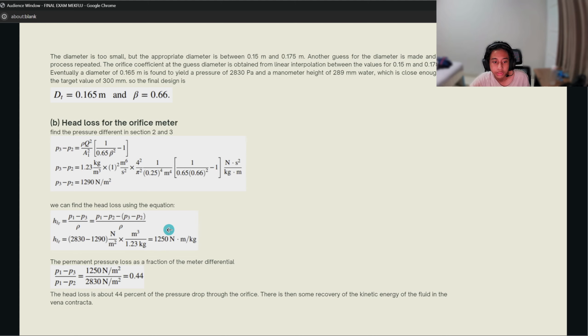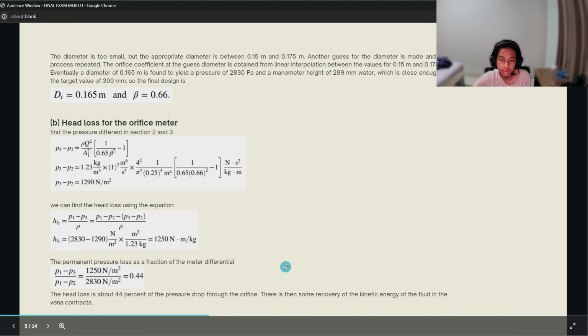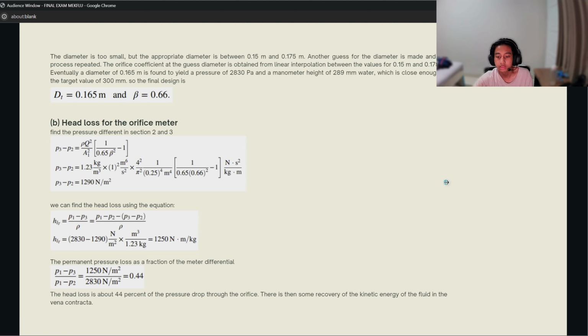Based on the pressure difference between points 1, 2, and 3, we now can search for the permanent pressure loss as a fraction of the meter differential, which is 0.44. The head loss is about 44% of the pressure drop through the orifice. There is some recovery of kinetic energy of the fluid in the vena contracta.